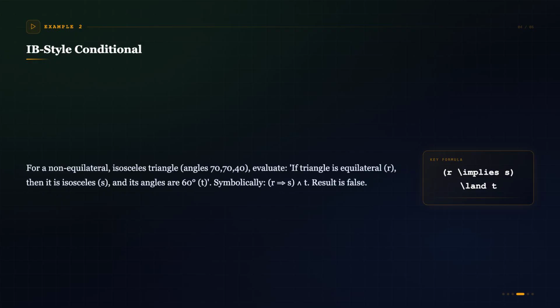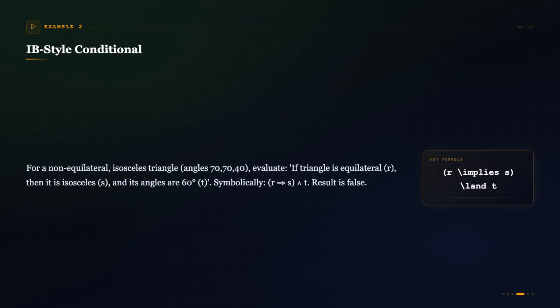Let's tackle a more IB style problem. We are asked to determine the truth value of the following compound statement for a specific scenario. If the triangle is equilateral, then it is isosceles, and its angles are all 60 degrees. Let's break it down. Let R be, the triangle is equilateral. Let S be, the triangle is isosceles. Let T be, its angles are all 60 degrees. Our statement is, if R, then S and T.